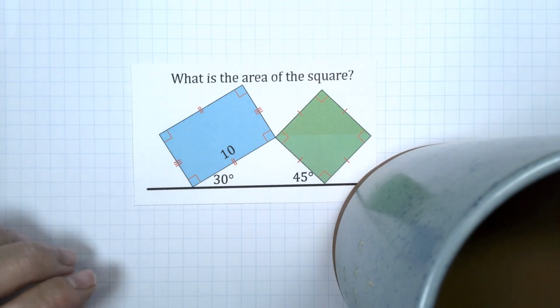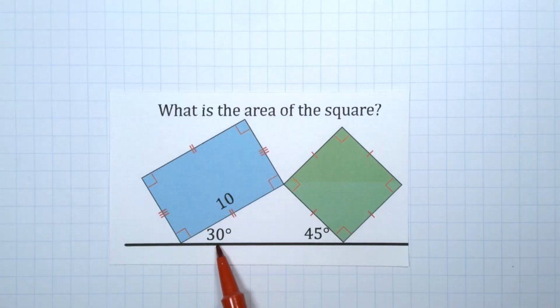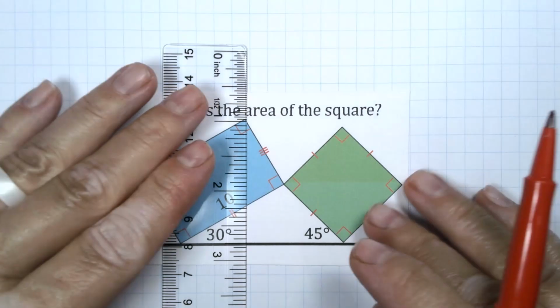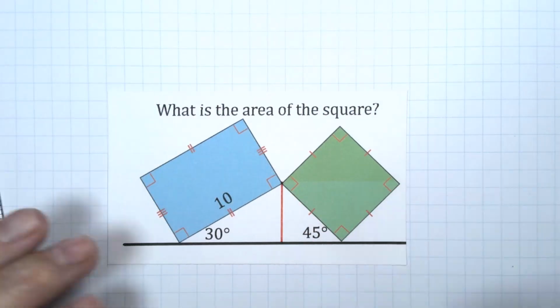How many ways can I do this problem? I have caffeinated coffee here, people. The 45 and the 30 here are just big triggers for me that this is two special right triangles.